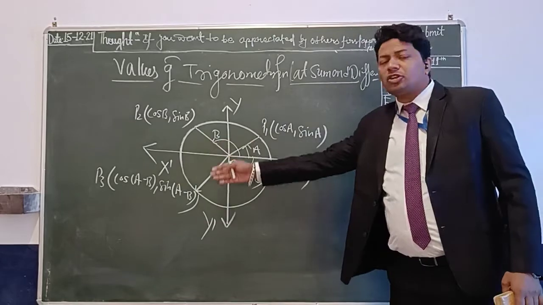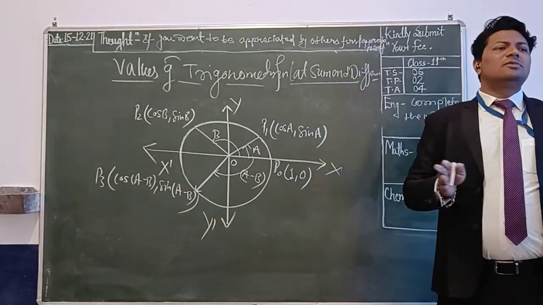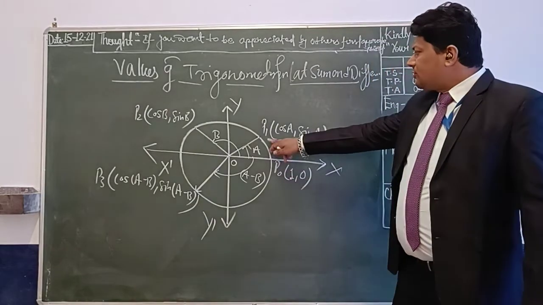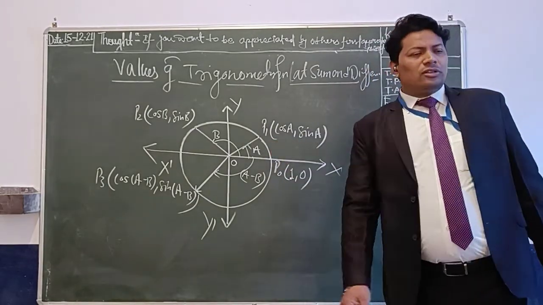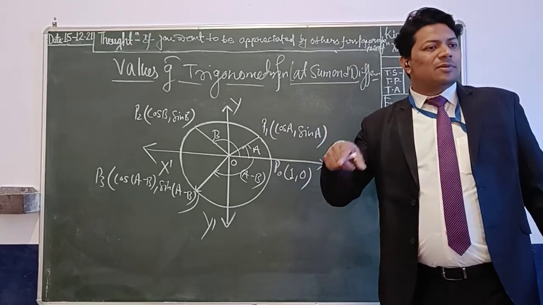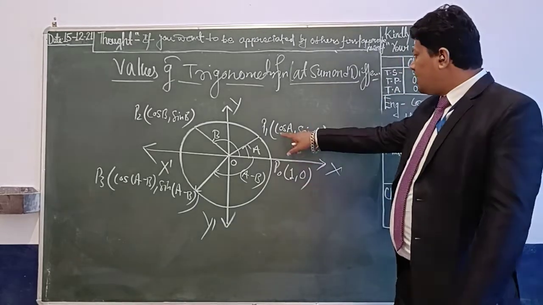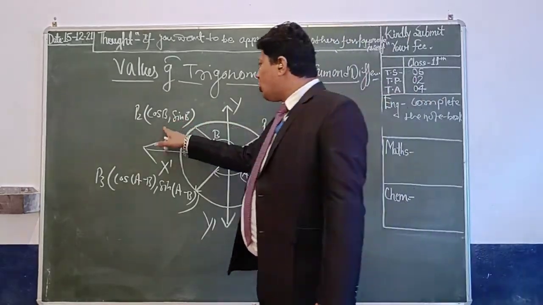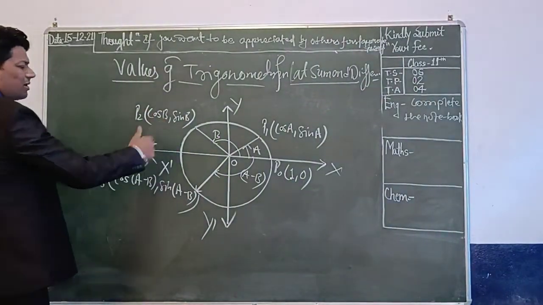We have a consideration of a unit circle. Unit circle means radius is 1. Is it clear? If you talk about P1, as I told, it is (A, B), where A represents cos and B represents sin. So here we have cos A comma sin A. If you talk about P2, you have cos B comma sin B.